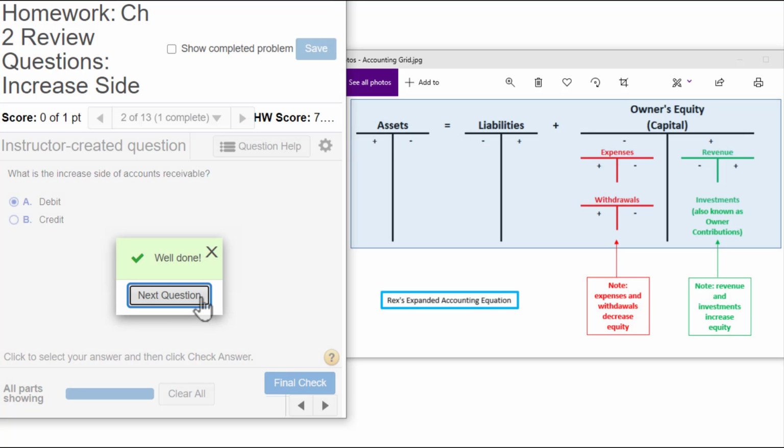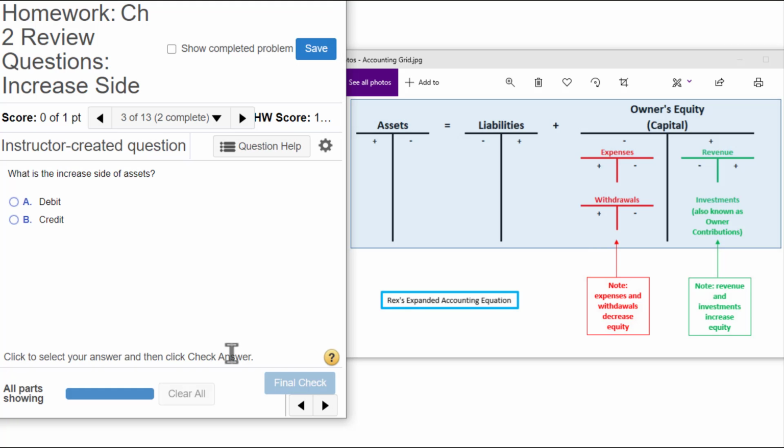Again, these review questions will randomly appear on your pretest and your test, and these questions are really good flashcards that you should make to study. You will have to know these answers for these types of questions throughout all the chapters of accounting, not just chapter 2. So what's the increase side of assets? That's easy. It's a debit side.